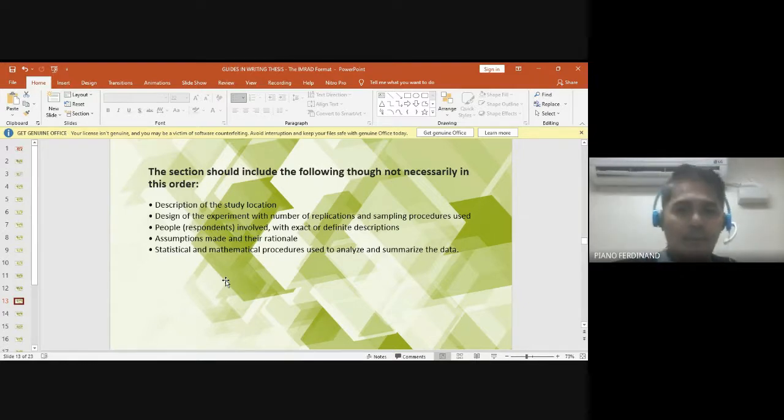Okay? People or respondents involved with the exact and definite descriptions. Assumptions made and their rationale. Okay, so nagawa yung tinatawag nating hypothesis. No? So parang may konti kang assumption dyan. And then of course, bakit yun yung assumption mo? Okay? And then lastly, statistical and mathematical procedures used to analyze and summarize the data.